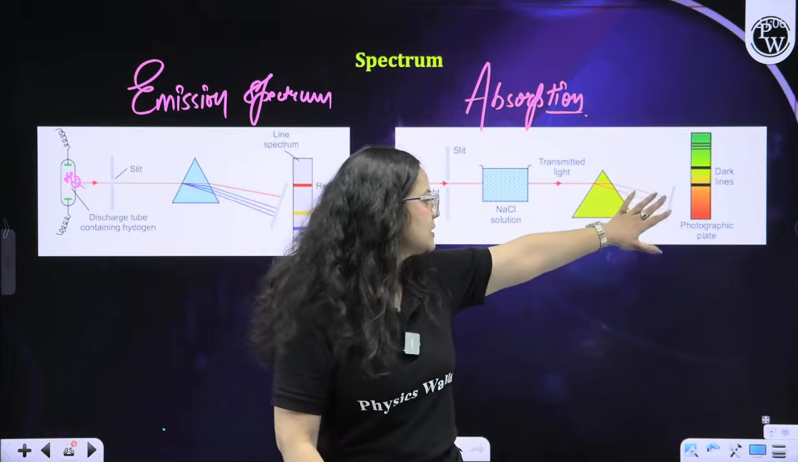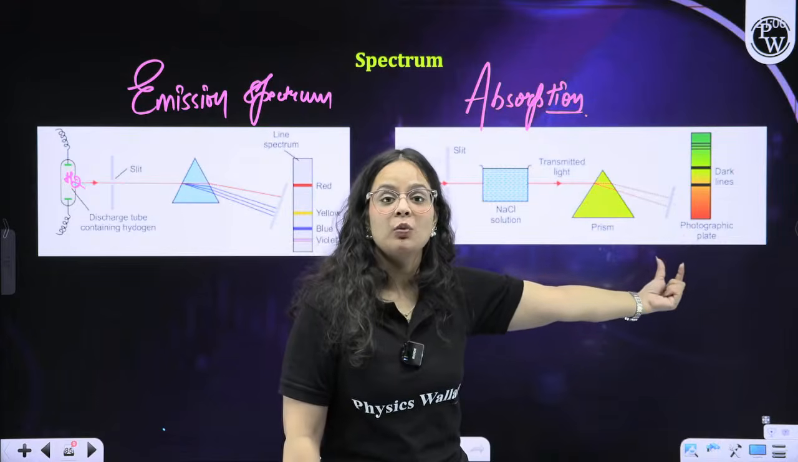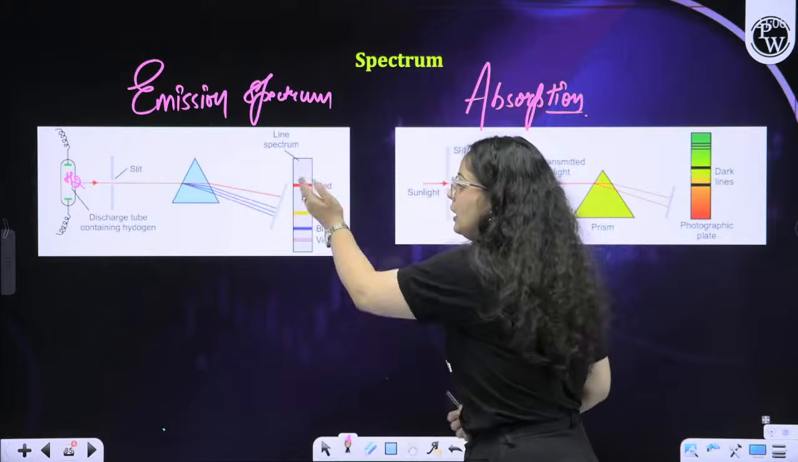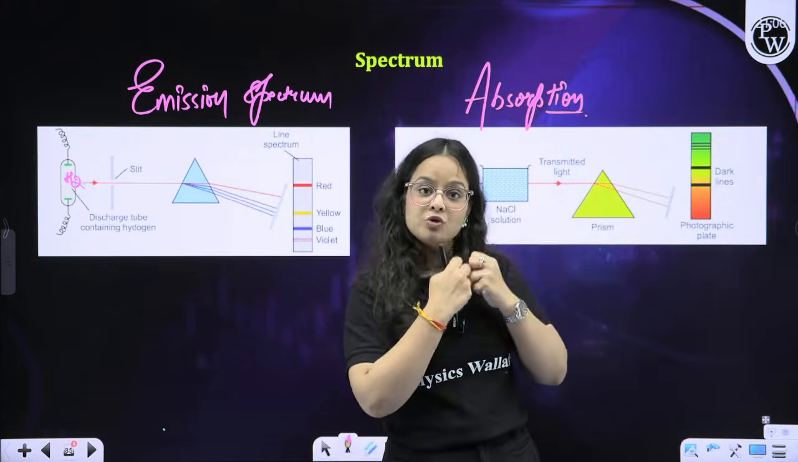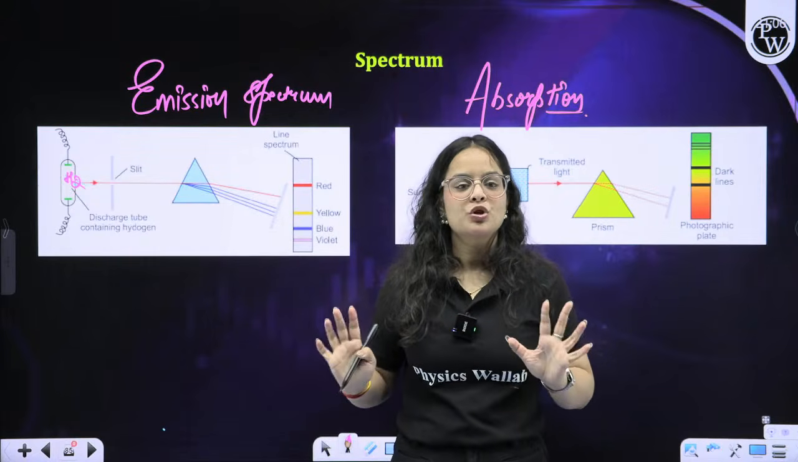Okay, so this is about the absorption spectrum. Some colors are missing in between, but in emission, some colors are emitted only. So these are two different types of spectra. Absorption will absorb some, emission will emit some only. I hope this portion is clear to you all.